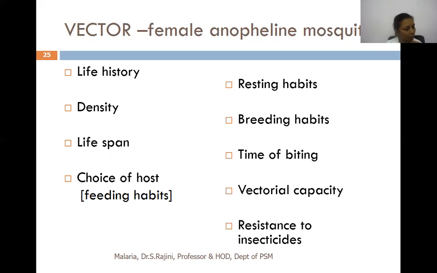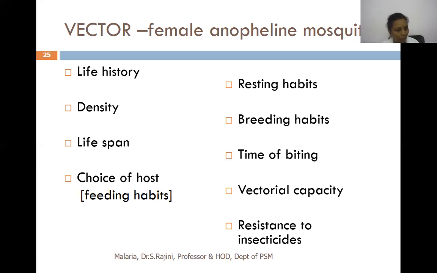So, density should be more for the vectors to transmit the infection. So, adequate density near the human habitation. So, then only they can transmit the infection. And what about the lifespan? So it's a key factor for transmission of malaria. So as long as they live, they keep transmitting the infection. If they have a very short lifespan, they don't transmit much. So at least they need 10 to 12 days of lifespan to transmit the infection.